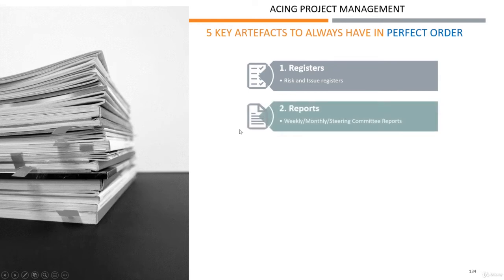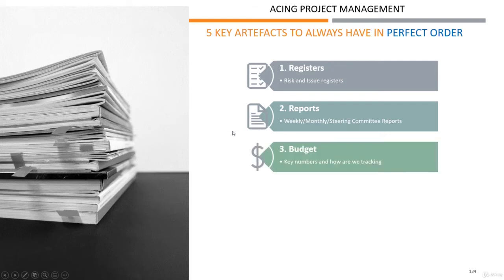The reports need to be in perfect order. I think that should occur automatically, but they need to be in perfect order. They need to be very precise on the budget, on the time frames, and where we are at with the key milestones. The budget, very good order too, key numbers and how we are tracking.